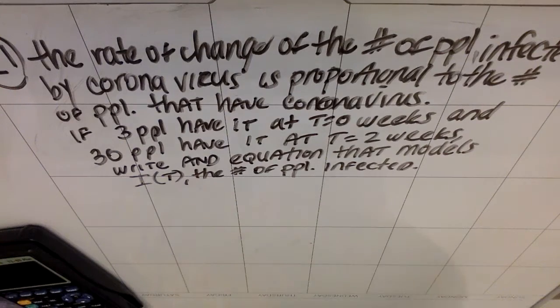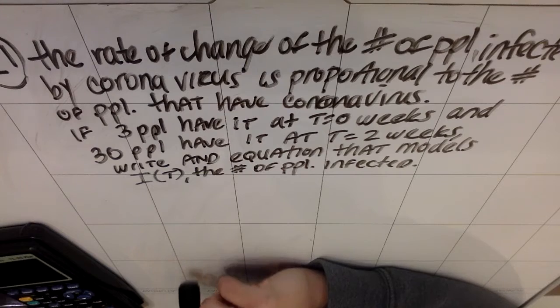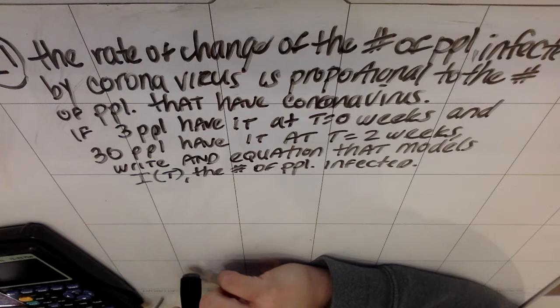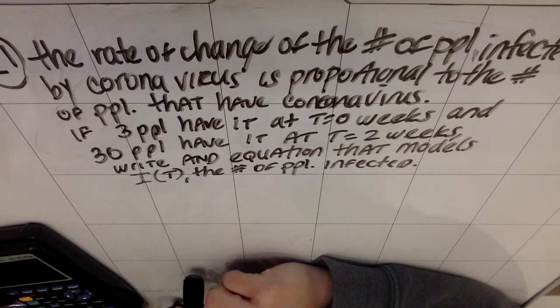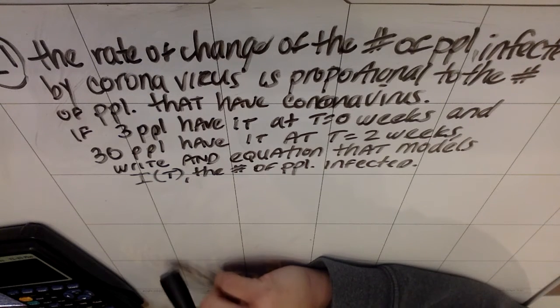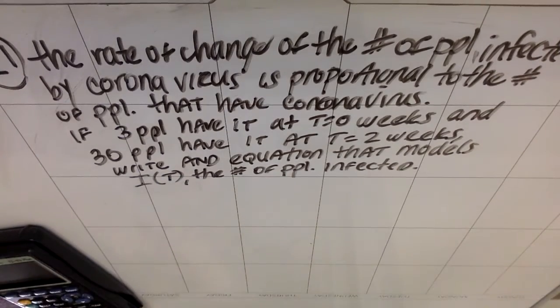All right, in this example, we're going to do an exponential growth problem. The rate of change of the number of people infected by coronavirus is proportional to the number of people that have coronavirus. Sorry if it's too soon for this example, given that we're probably all sitting in social distancing mode right now. If 3 people have it at t equals 0 weeks and 30 people have it at t equals 2 weeks, write an equation that models I of t, the number of people infected after t weeks.